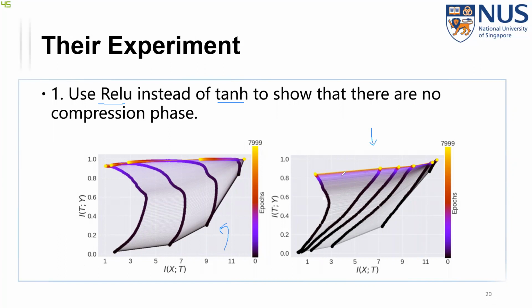Yeah, so that's one. They said the reason the last layer also has compression is that the last layer is a classification layer and it uses sigmoid. So the last layer still has this compression, but if we use ReLU, it will not have this. And it says the reason this happens is because of the activation function you choose.